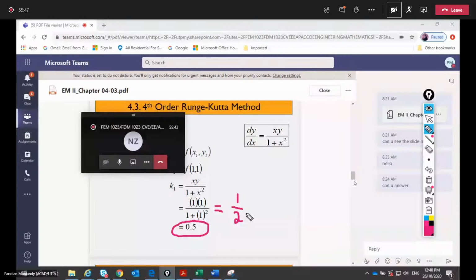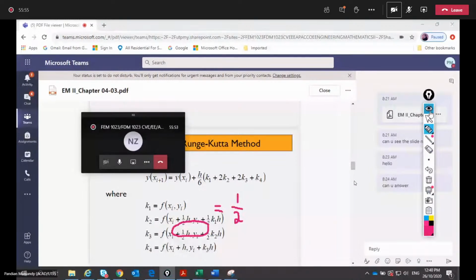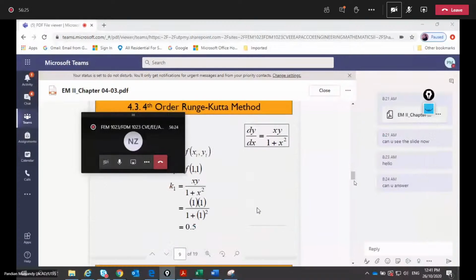So K1 is 0.5. Now, you want to calculate K2. So K2, this formula. Straight away, you have to go back to this formula. This is your K2: f(xi plus h/2, yi plus K1 h/2). But before we find K2, we must calculate this first. This calculation is important. But later on, you can do it on your own, no problem.